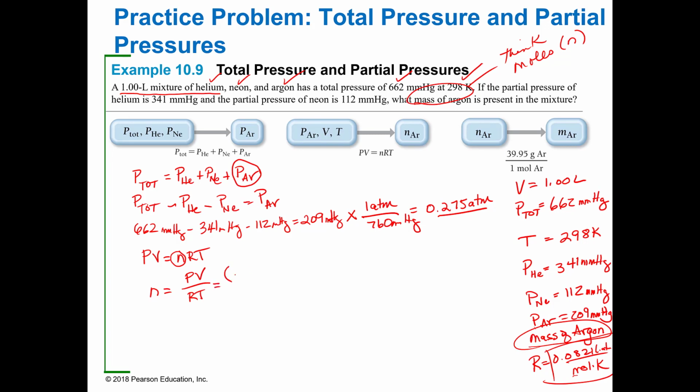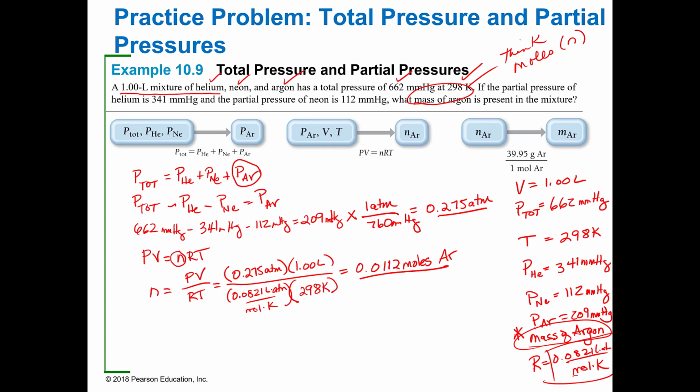So that equals 0.275 atmospheres times my volume, which is 1 liter, divided by R times the temperature, which is 298. Okay, and so when I do that calculation, I'm going to get 0.0112 moles of argon. But remember, I'm not done yet because what's it asking me for?